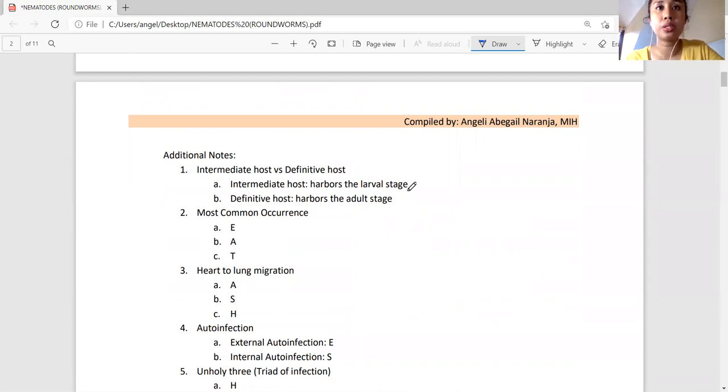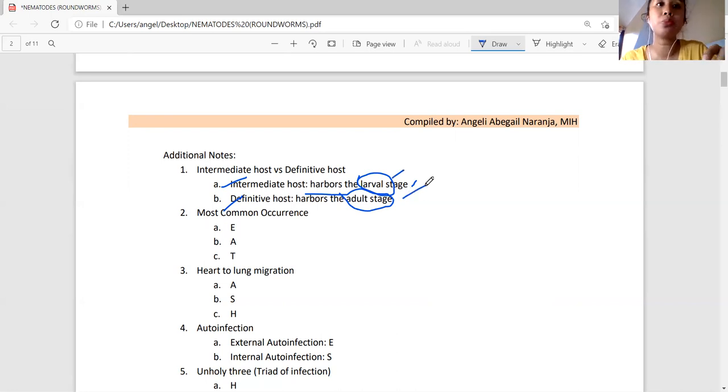So, when we say intermediate host, that host carries the larval stage. Okay. So, example with Capillaria, the larval stage is found among freshwater fishes. Therefore, guys, yun yung intermediate host natin. Yung larval stage, makikita sa freshwater fishes. So, yung freshwater fish ang intermediate host. Definitive host harbors the adult stage. So, pag ang nasa katawan ng tao, class, is the adult stage, we are the definitive host. So, for class Trichinella spiralis, we are both the intermediate host and the definitive host. Kasi pwede sa atin, mayroon tayong larval stage and adult stage.